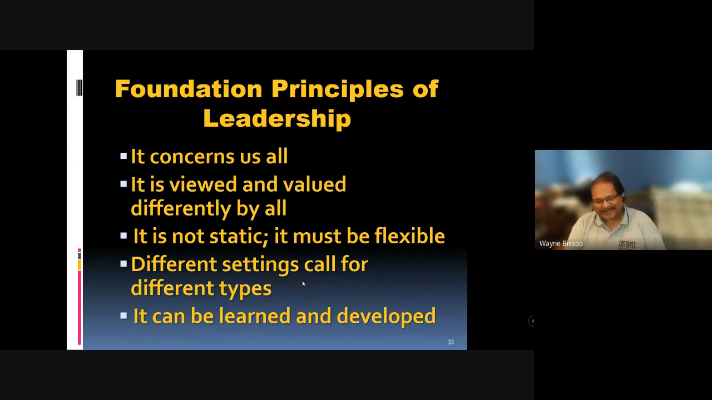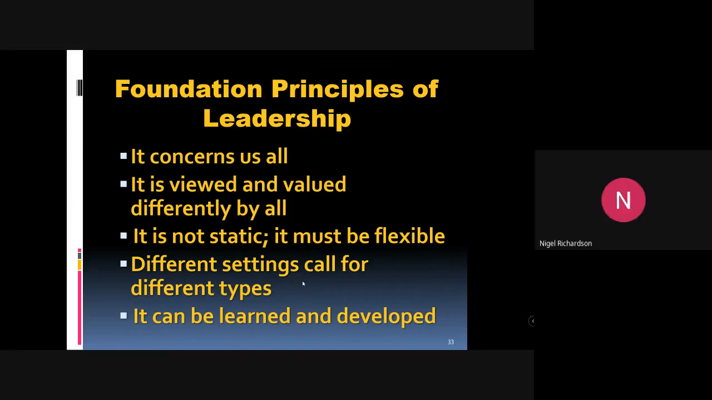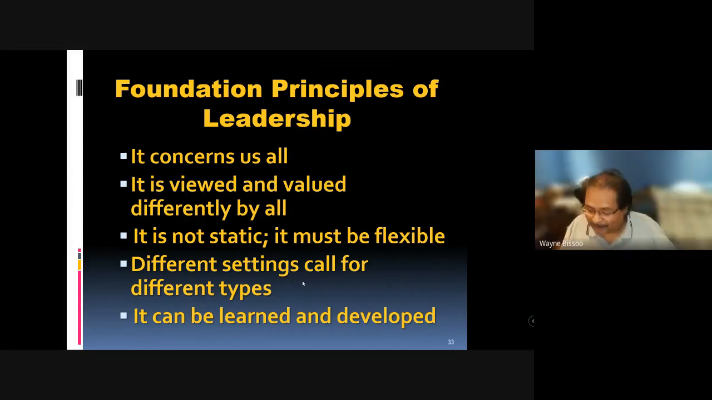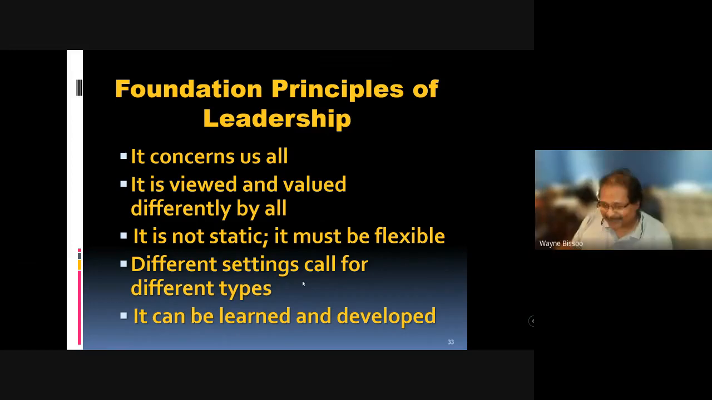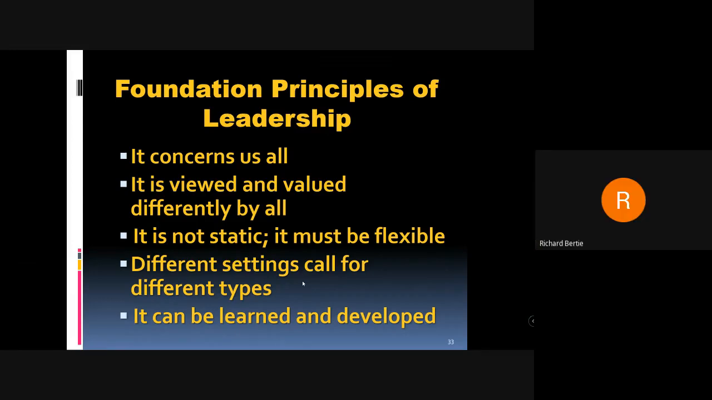What do you think might work best? Let's say you come upon an accident or you are involved in an accident. You might have to use a more what? What type of style in a situation like that? More autocratic style. Autocratic style, yeah. Because again, as a responder, especially as a responder, you have to take charge of the situation and direct people.